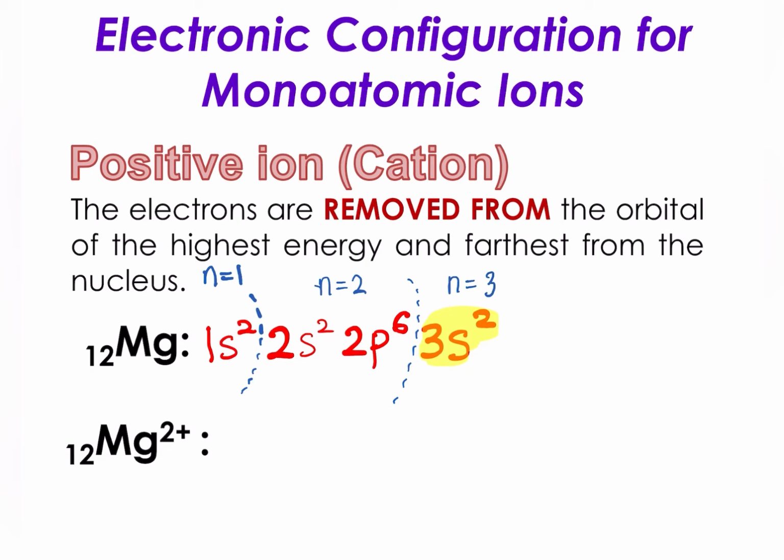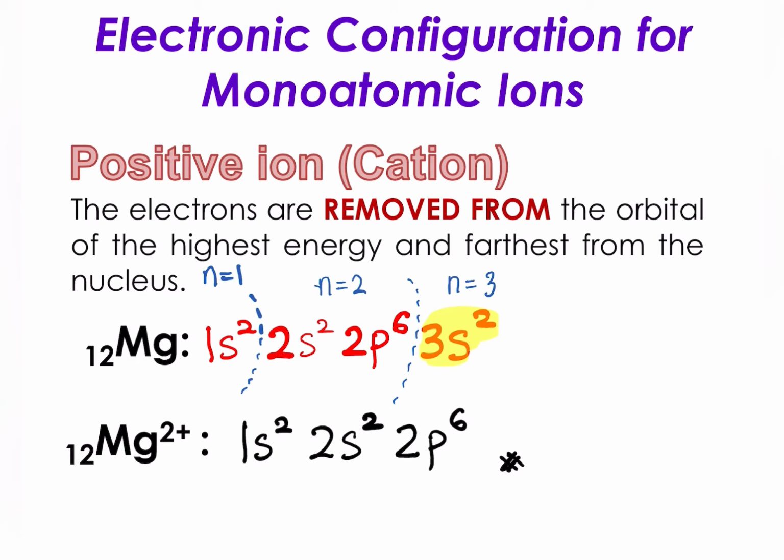So how my remaining electronic configuration for Mg2+ is going to be 1s2, 2s2, 2p6. So this is the answer. So settle for positive ion.